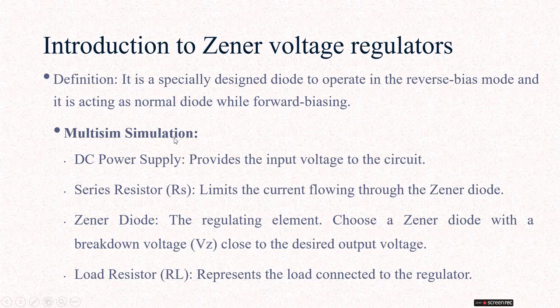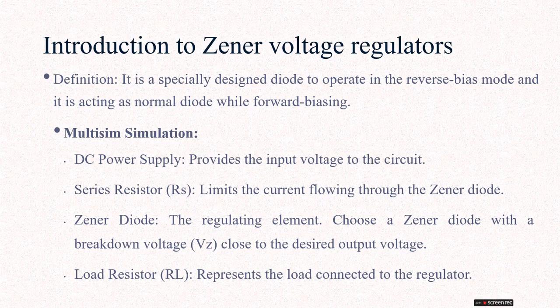Let us understand much more about the Zener voltage regulator. In voltage regulators, there are two types of voltage regulation: one is line regulation, and the other is load regulation. These Zener diode regulators help to maintain a constant output voltage despite variation in the input voltage, that is line regulation, or load current, that means load regulation.